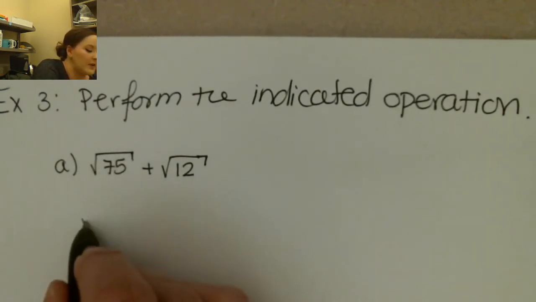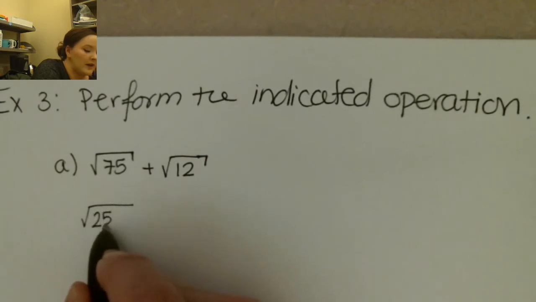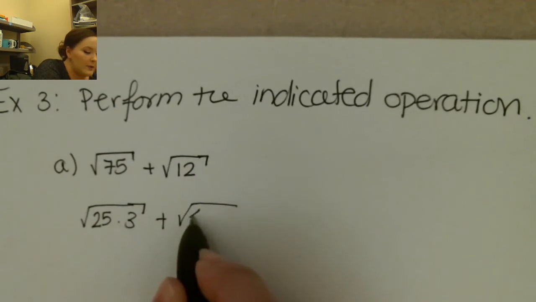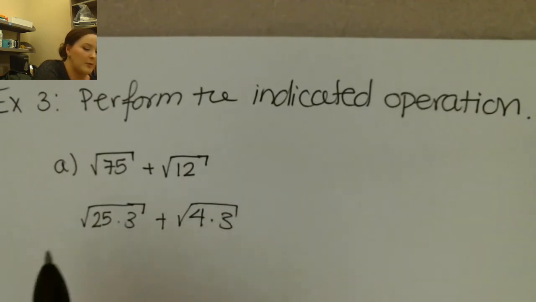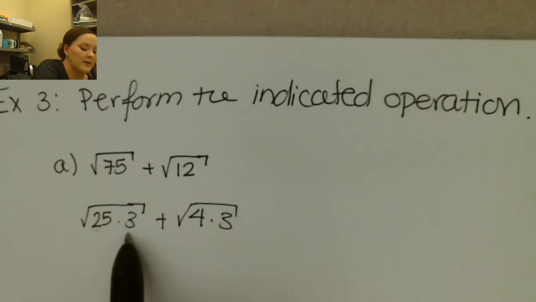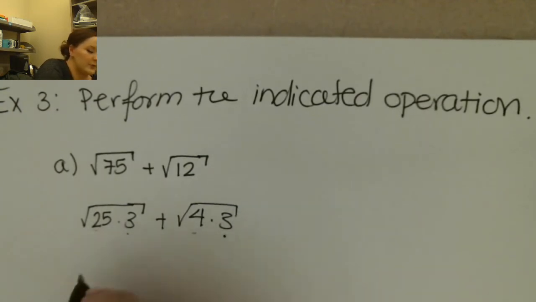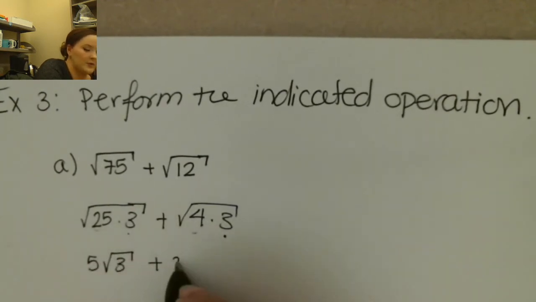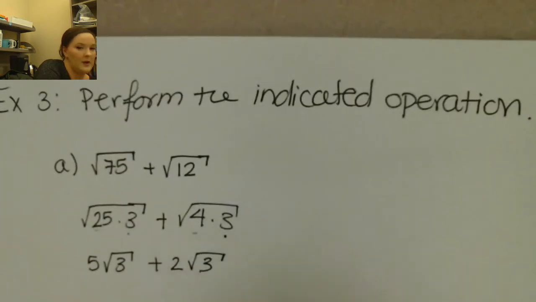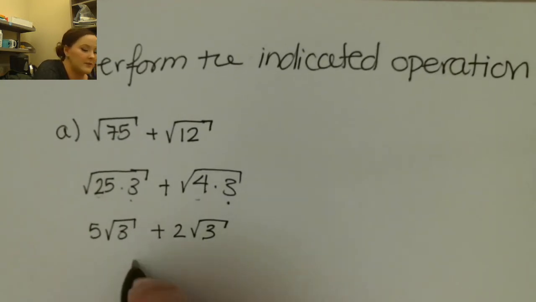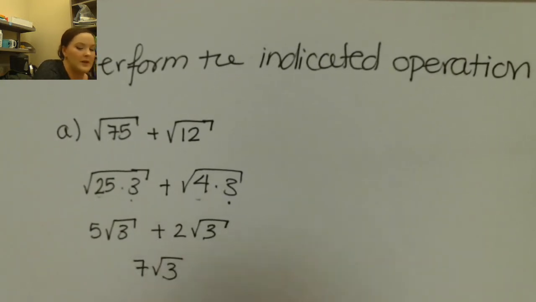Okay, so 75 we can write as 25 times 3, and then 12 we could write as 4 times 3, right? Remember, you're splitting up into perfect square part, leftover part, perfect square part, leftover part. So root 25 is 5, root 4 is 2. And now you can see that you do have like terms, which allows you to add them together. So this would leave you with 7 root 3 as your final answer.